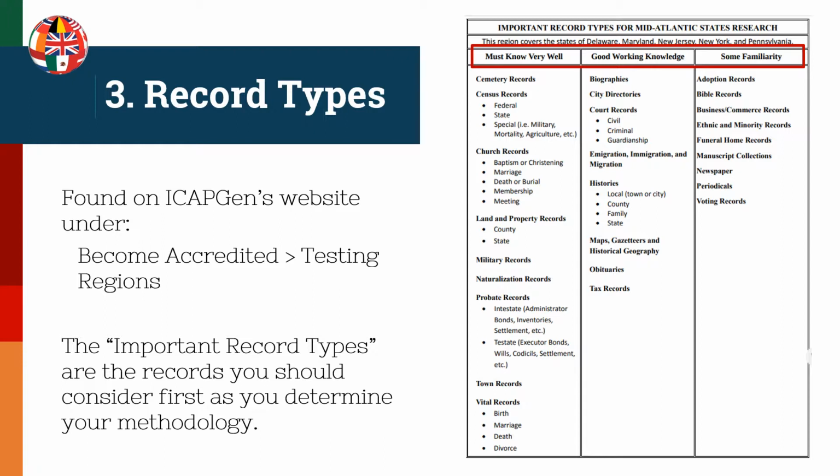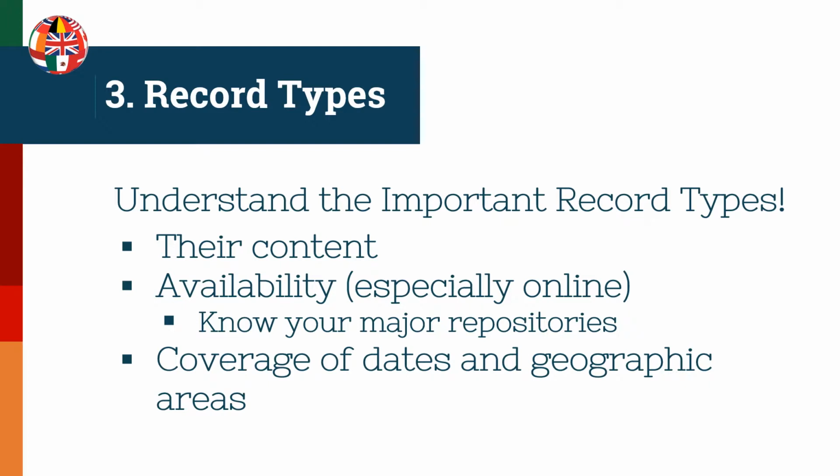These important record types can be found on ICAPGen's website under the Become Accredited tab and then under the testing regions. These important record types are the records you should consider first as you determine your methodology. As you study the important record types for your region, you want to make sure you understand three things: their content, so what you can expect to find in the records, their availability, especially what's online, including the major repositories in your area, and then the coverage of dates and geographic areas for those record types.